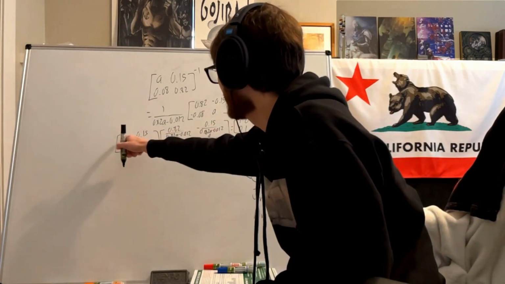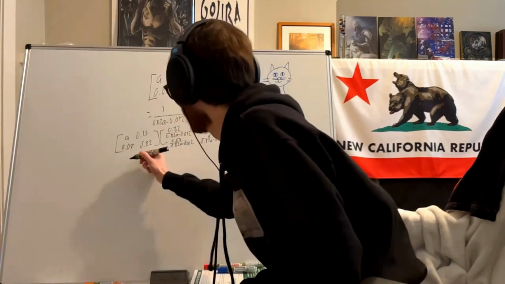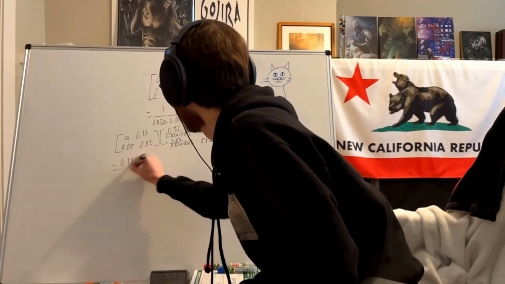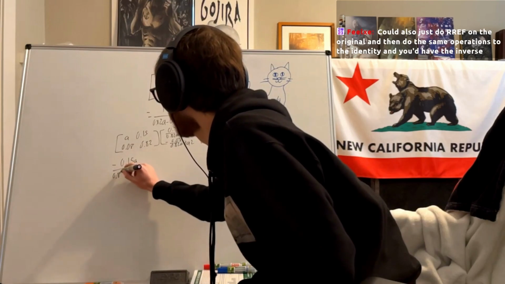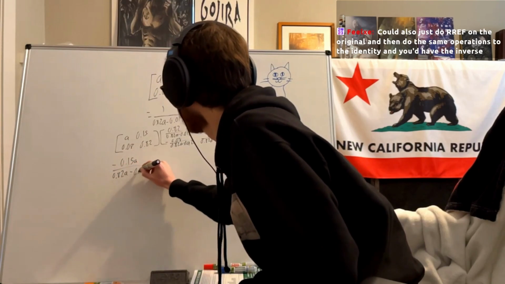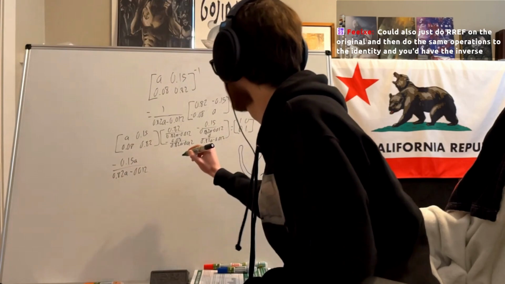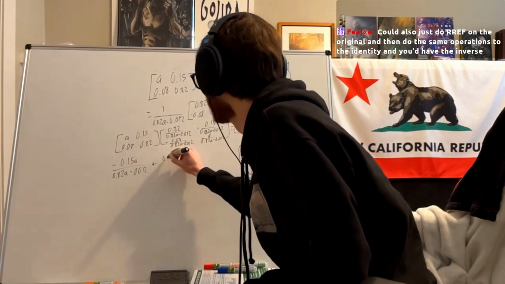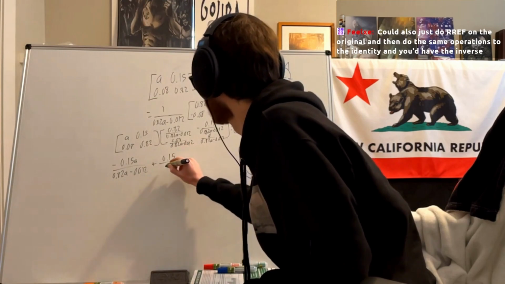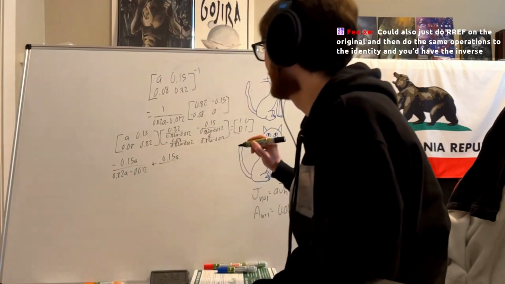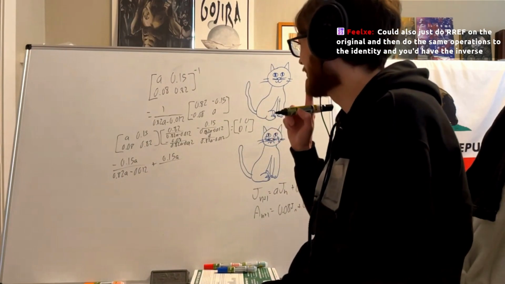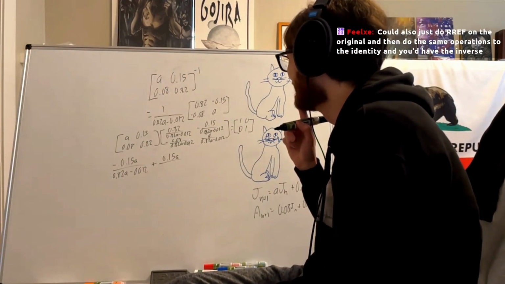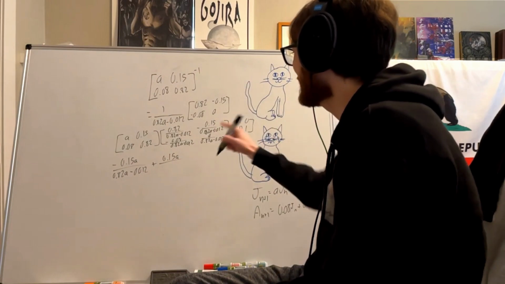So A times the element there minus 0.15a over 0.82a minus 0.012 plus that times that. Wait, that doesn't help you solve for A, does it? Is this not right? Why are these nearly the same thing?